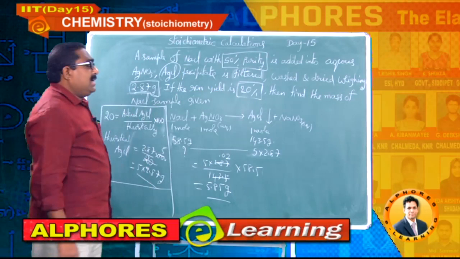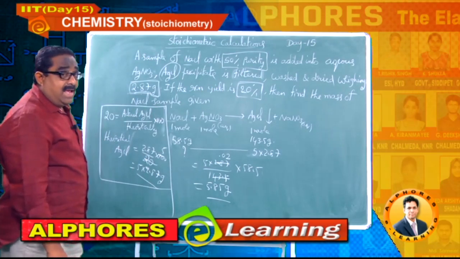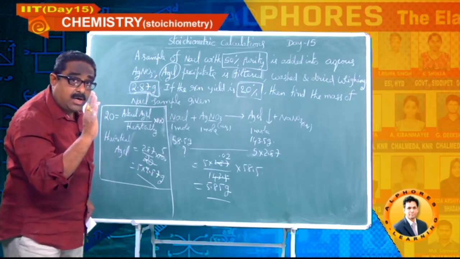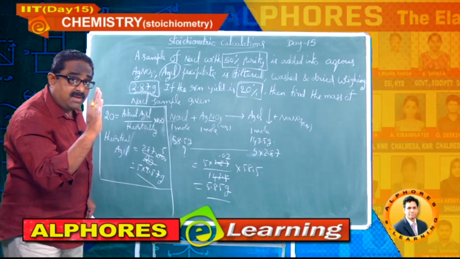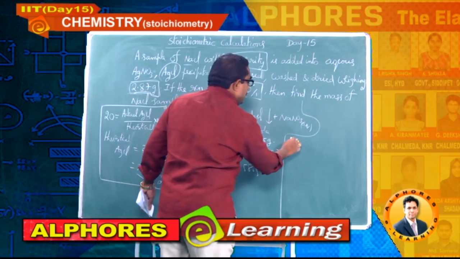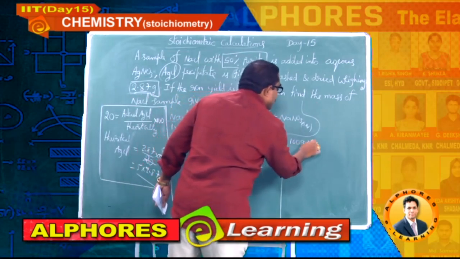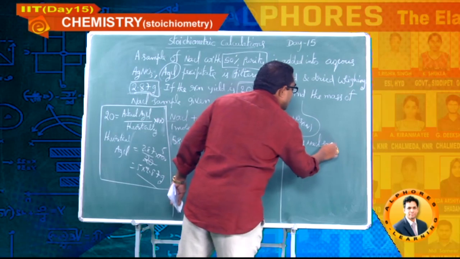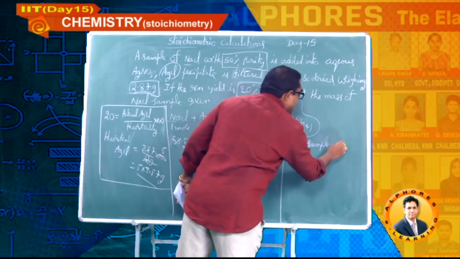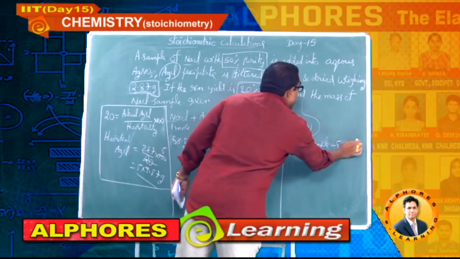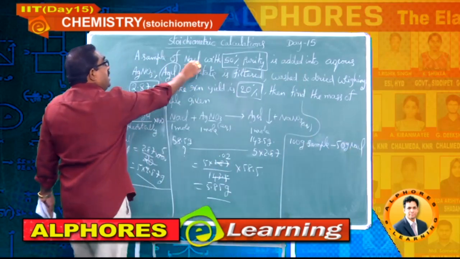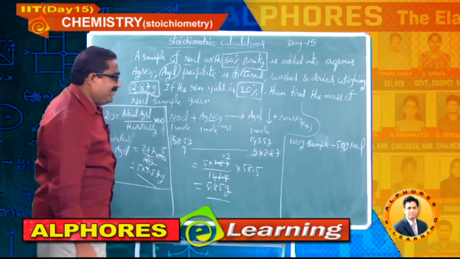In the beginning, he himself gave that the sample of sodium chloride is only 50% pure. Only 50% pure. It means, for the final calculation, for every 100 grams of sample, I am writing: 100 grams of sample contains 50 grams of sodium chloride. That is the meaning of 50% purity.